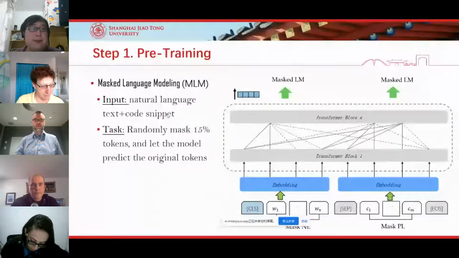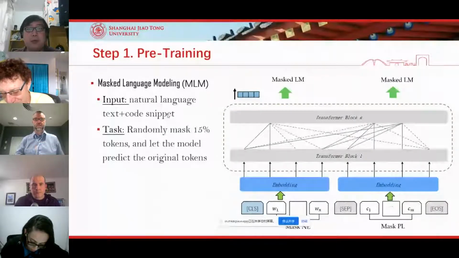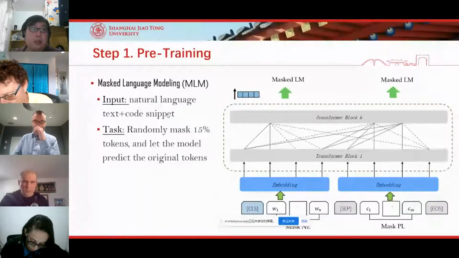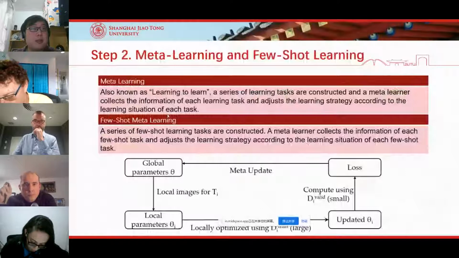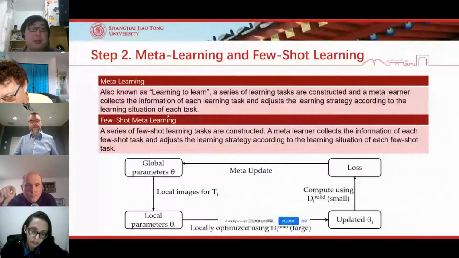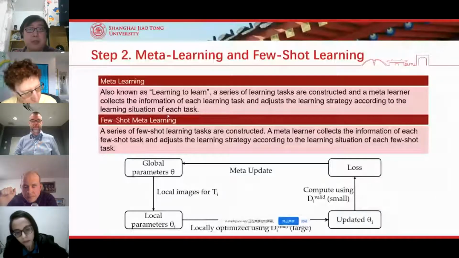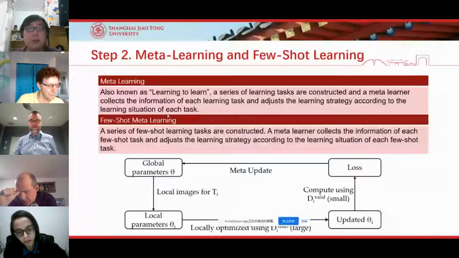The pre-training phase aims to learn representations of code and natural language from a large corpus of multiple common languages. We pre-train using the task of masked language model. Next, we perform meta-learning to adapt the pre-trained code representation model to the target domain. We employ a meta-learning algorithm, MAML, which is a typical algorithm for few-shot learning.